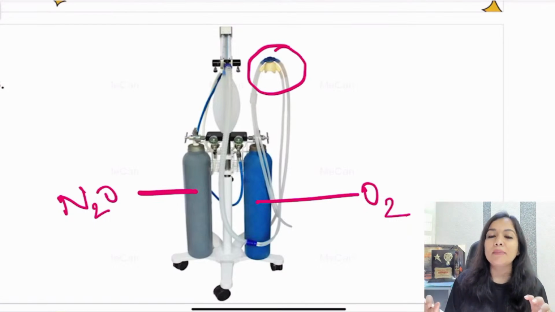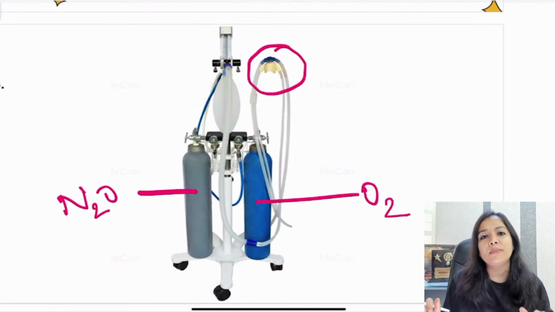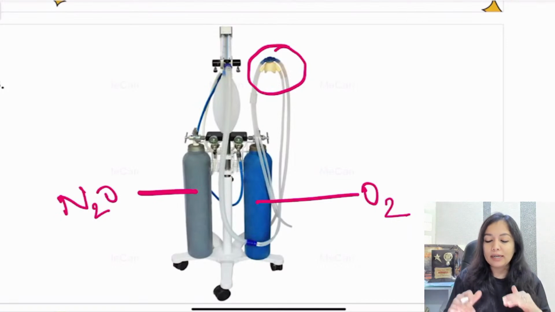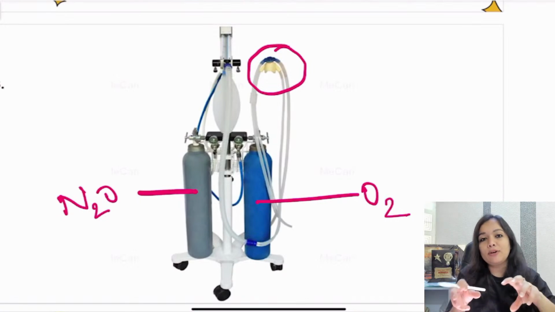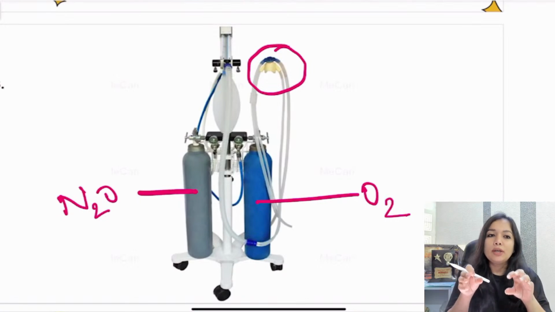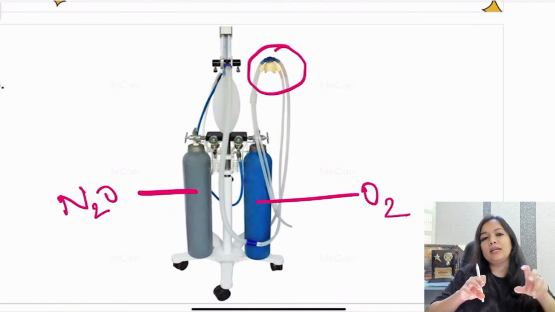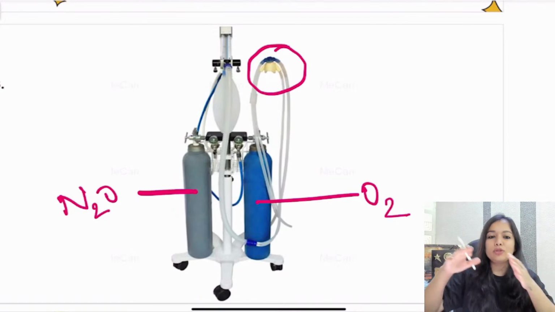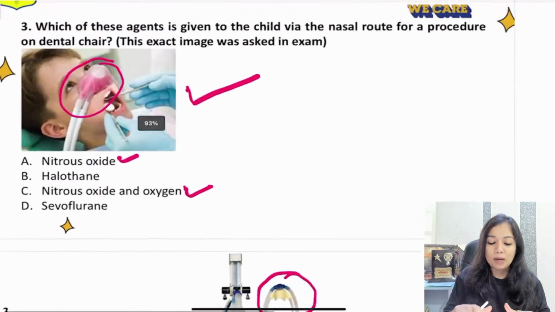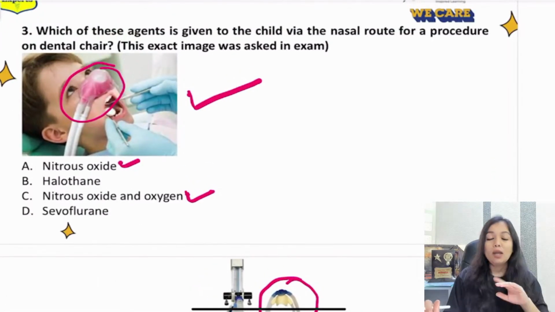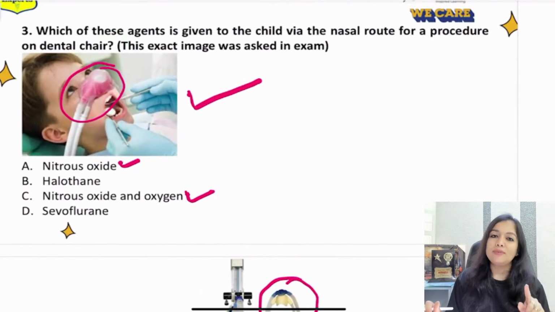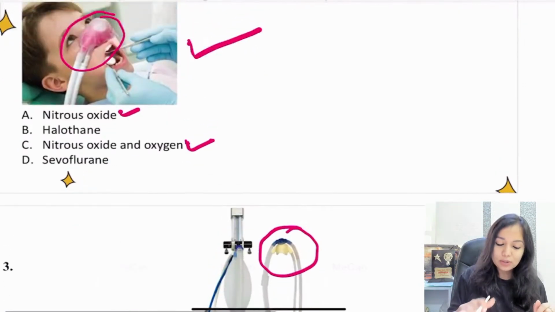I think back in my lecture of pharmacological management of behavior, we had covered this. So you're supposed to titrate. You will flush 100% oxygen first, then eventually you will decrease oxygen by 10% and increase nitrous oxide by 10%, and so on. So this particular mask is used to deliver both nitrous oxide as well as oxygen. So the answer here is C.